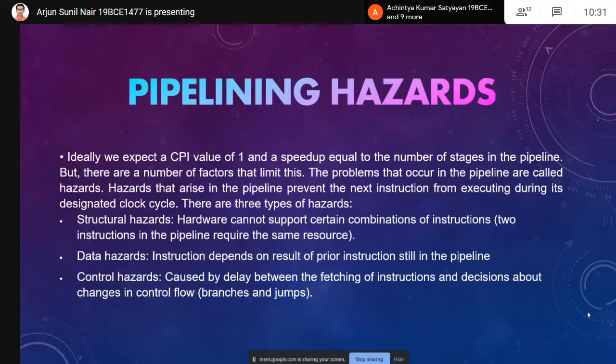Hazards that arise in the pipeline prevent the next instruction from executing during its designated clock cycle. There are basically three types of hazards: structural hazards, data hazards, and control hazards. The previous one, due to branching, was known as a control hazard, which causes a delay in fetching of instructions and decisions about changes in control flow. Structural hazards are because there are not enough resources or hardware, for example cache or buffers. And data hazards depend upon the prior instruction that has been entered in the pipeline.